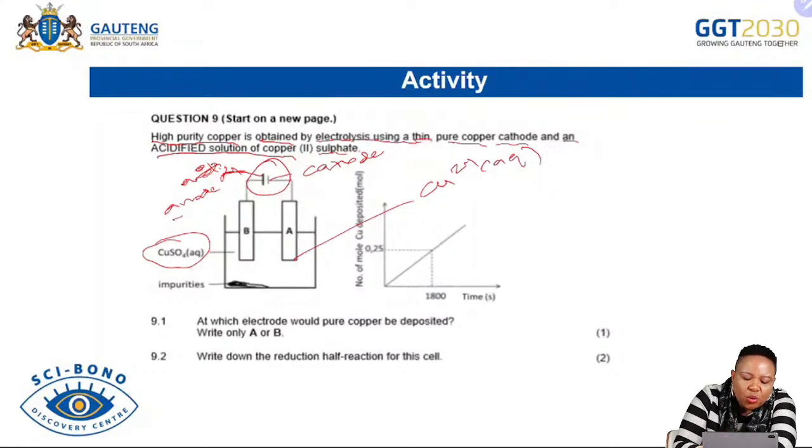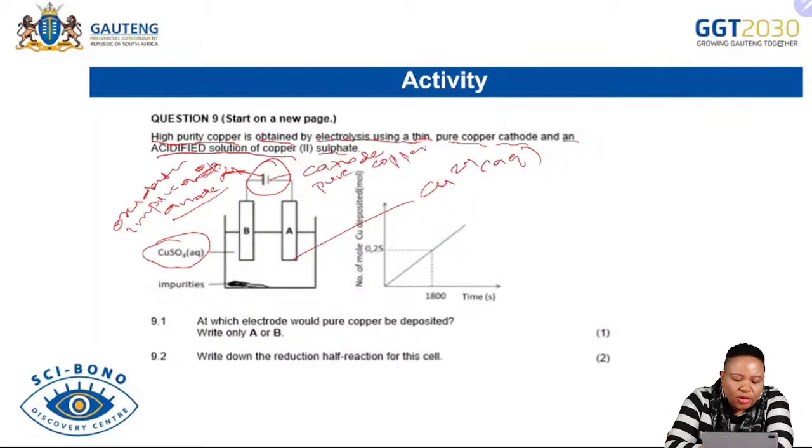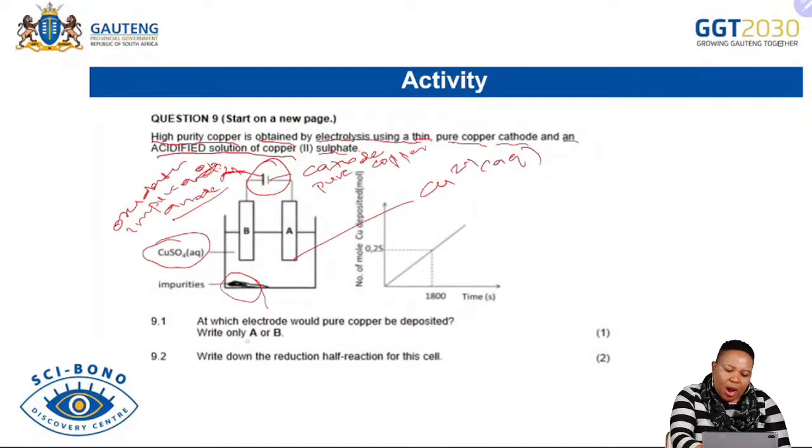So our anode will definitely undergo oxidation. And at our anode, that is where we find our impure copper. And our cathode is where our pure copper will be formed. So these are the impurities because of the dissolving of the impure copper, which is our anode.